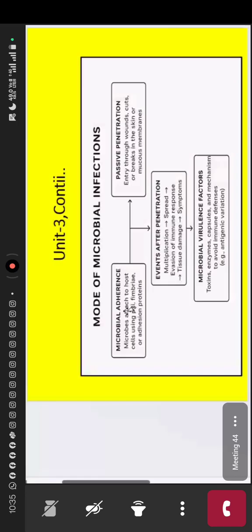Once the adherence is complete, they start penetration. After penetration, they start multiplication. After multiplication, they start spreading. After spreading, they evade your immune response and start damaging the tissues, right? Once the tissue damage starts, the patients experience signs and symptoms, and the factors responsible for producing the symptoms are the toxins, the enzymes the bacteria have, the capsules the bacteria have, and the mechanisms the bacteria have to break the host immune system, right?